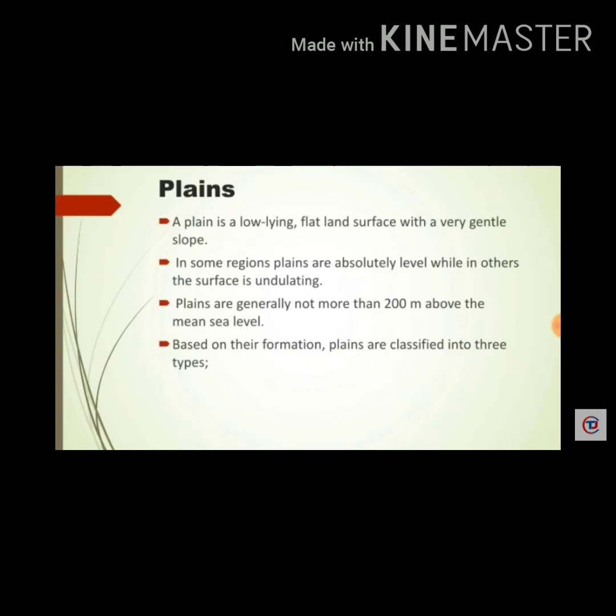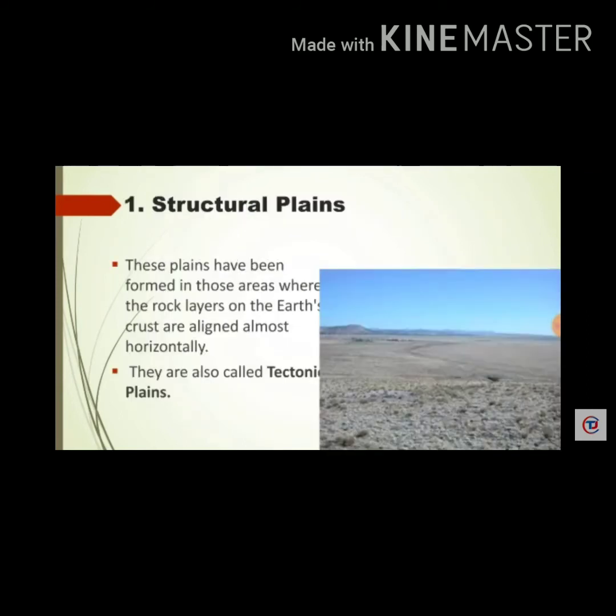In some areas, the surface of the plains is leveled, but some areas are undulating, or we can say rolling or rough. That means some of the plains have a few very small hills, or some ups and downs. Plains are mostly formed in the middle of continents. Plains are formed by different processes. On the basis of formation, they are classified into three types: structural plains, erosional plains, and depositional plains.